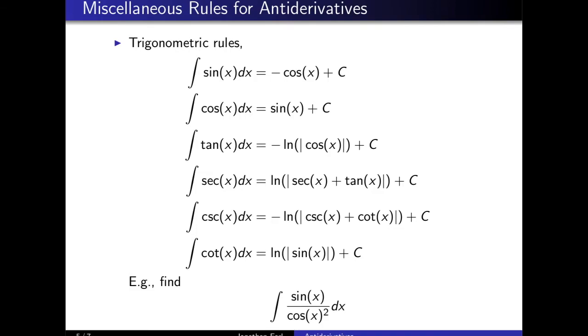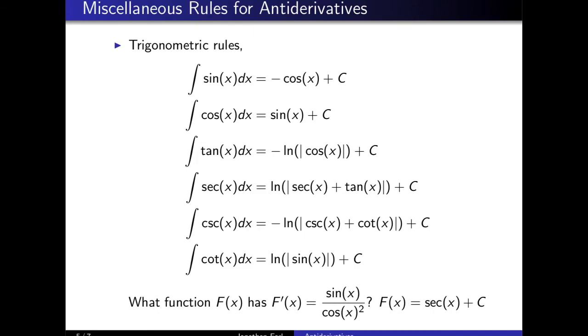But what we could do is look at the derivatives of trig functions. Here we have sine over cosine squared, and the derivative of secant is secant tangent. Well, secant is 1 over cosine, and tangent is sine over cosine. So secant times tangent is sine over cosine squared, which is exactly what we have here. So if we take the derivative of secant, we get sine over cosine squared. So the antiderivative of sine over cosine squared, dx, would be secant of x plus an arbitrary constant c.